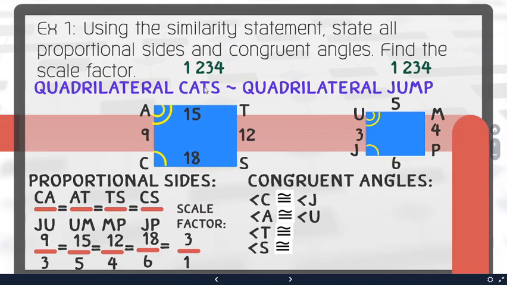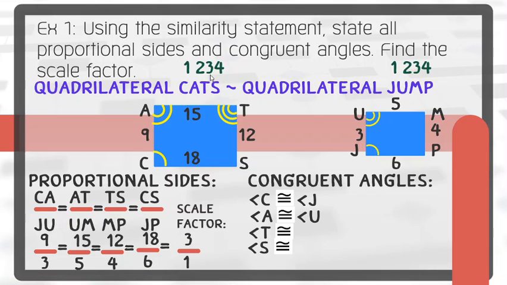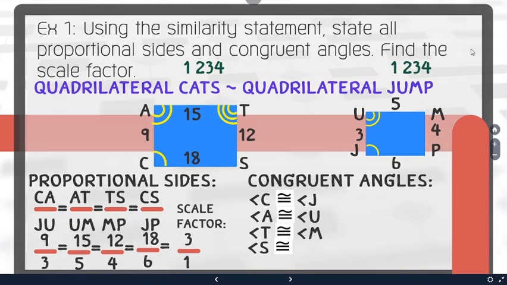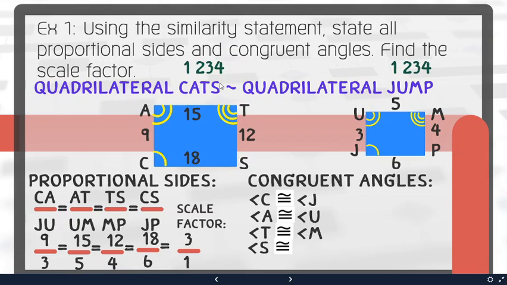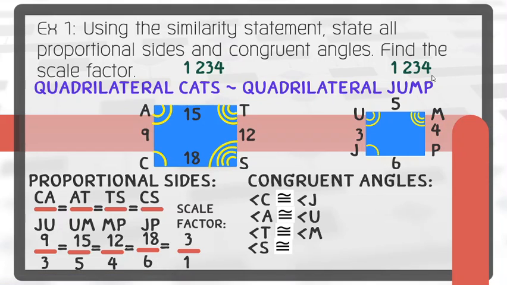Okay, so angle T has a 3 above it. So which angle do you guys think is congruent to angle T? Holy hot dog, you guys are on a roll today. It would be M, since M also has a 3 right above it. So angle M and angle T are congruent. And then lastly, angle S has a 4 above it, which means angle P also has a 4 above it, which means it's congruent to angle P.